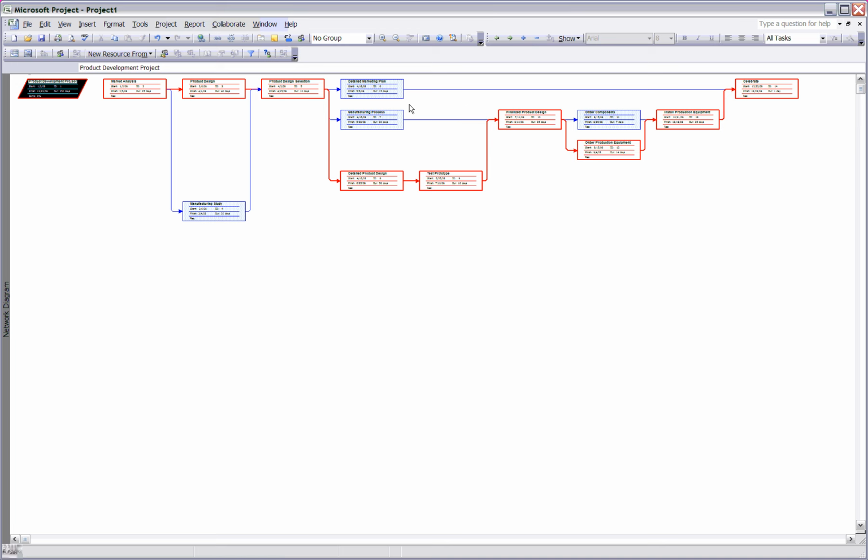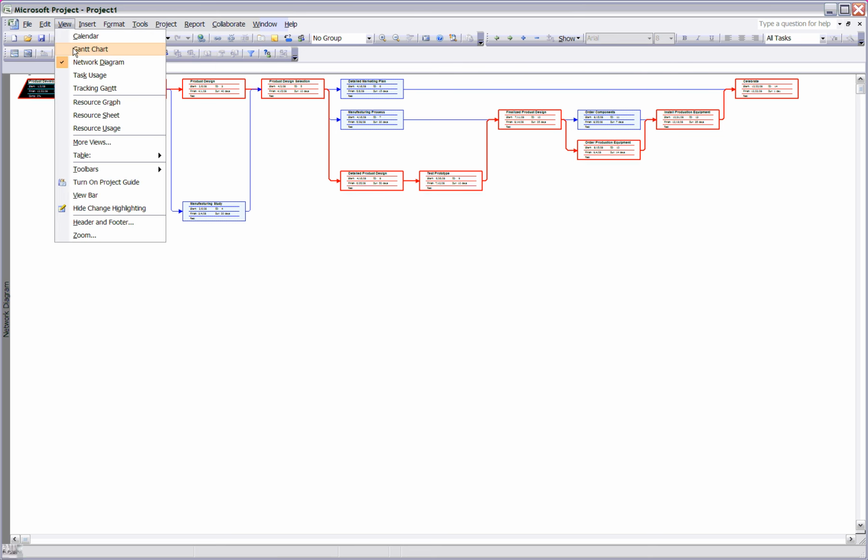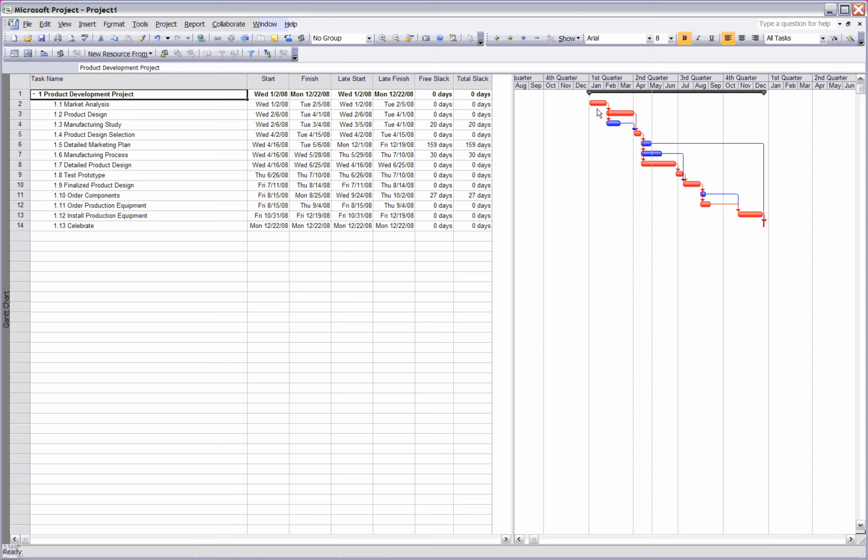So the last question asks us to compare the advantages and disadvantages of displaying the schedule as a network versus displaying it as a Gantt chart. Well, we have our network up right now, and as you can see, it's really easy to see the dependencies and the links between each of the tasks. So this is a very good view in order to view that part. If we go into a Gantt chart, we can see each task and how it relates to a timeline. So those are the major differences there.